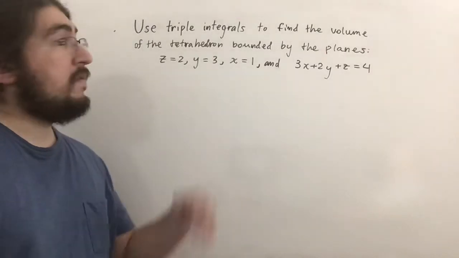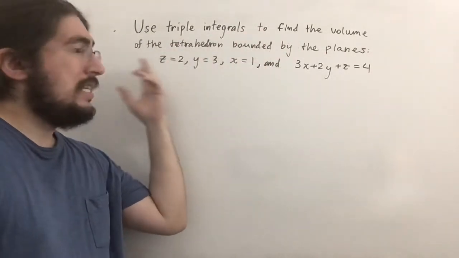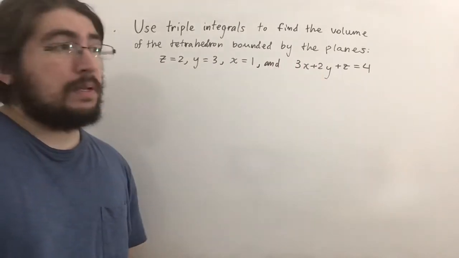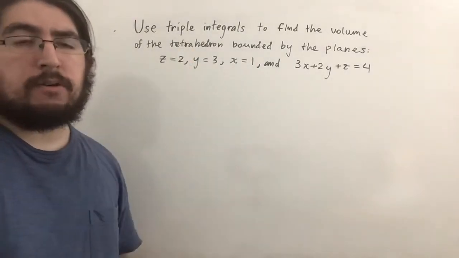Hello everyone, here we'll be finding the volume of this tetrahedron that is bounded by the planes z equals 2, y equals 3, x equals 1, and the plane 3x plus 2y plus z is equal to 4. Now we're going to do this using triple integrals.